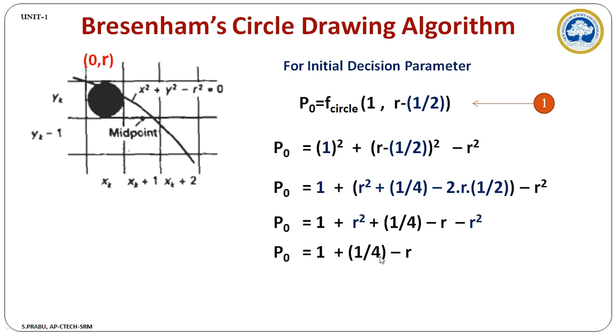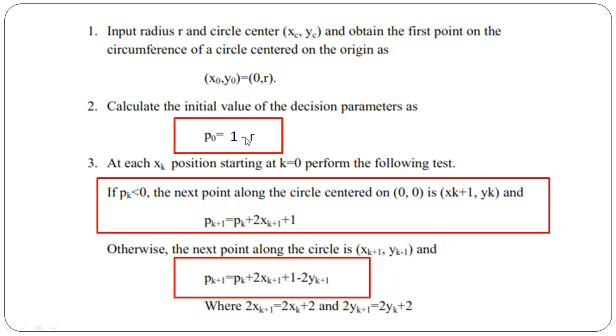So I club these two terms, that is 4 into 1, 4 plus 1, that is 5 by 4 minus r. 5 by 4 value is 1.25. After round off, we can get 1 minus r. The next pixel value is always an integer value, so we truncate the fractional part. So in this way, the initial decision parameter can be calculated as 1 minus r only.